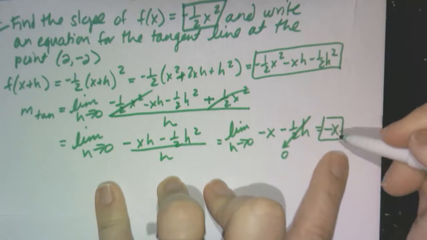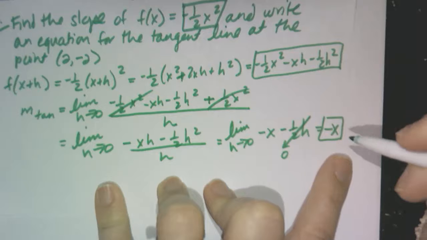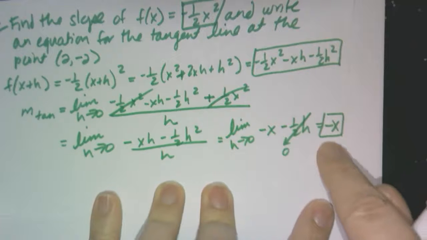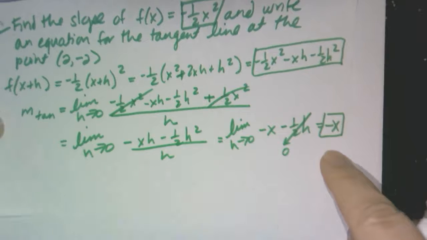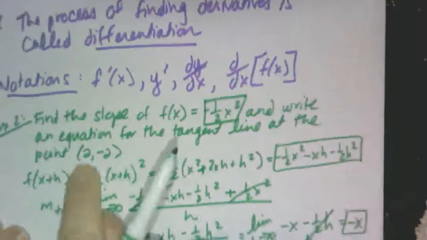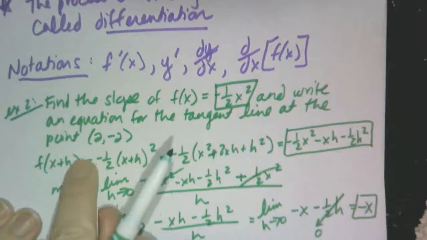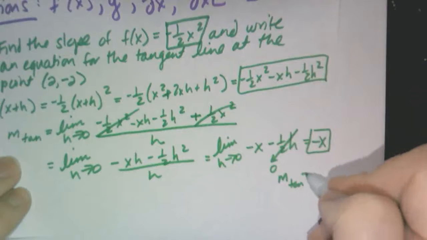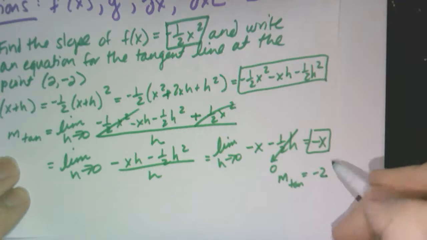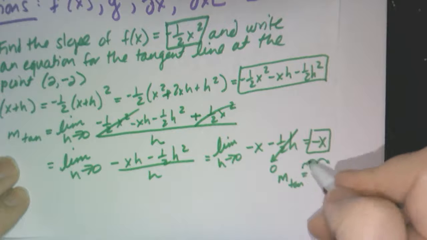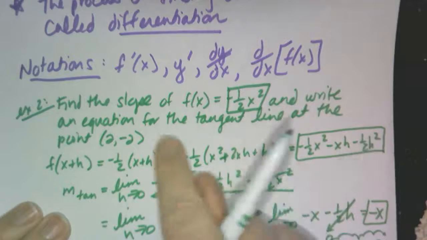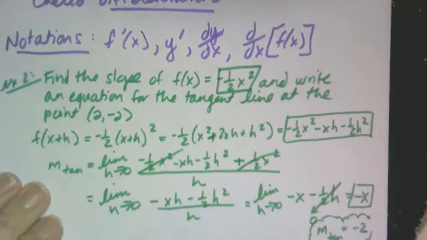So if I actually want to find what the actual value is for that slope, I have to plug something in here. What am I going to plug in? What point? 2 or negative 2? Which one? 2. So what would my slope of the tangent line then be? Negative 2. Do you all agree to that? Okay. So that is your answer to the first part of the question. The first part of the question said, find the slope of that and write an equation for the tangent line at the point 2, negative 2.